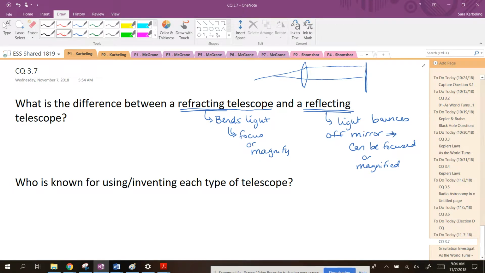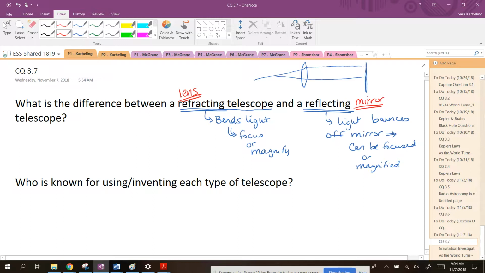Depending on the shape of the lens or the mirror, you can get different images. And we like to use that to look at the stars. We like to use that to look at a lot of things, but we're talking about the stars because we're in Earth and space science.